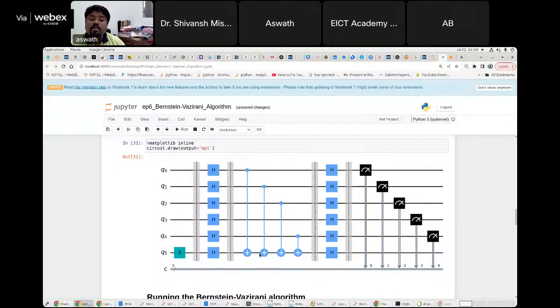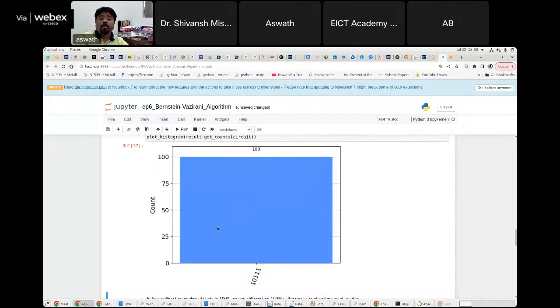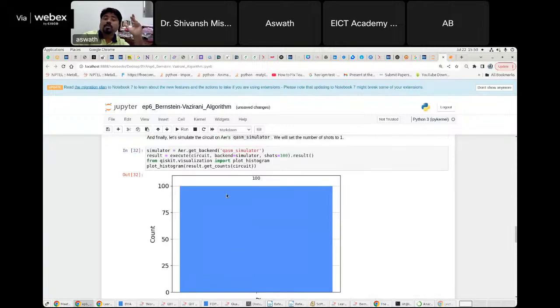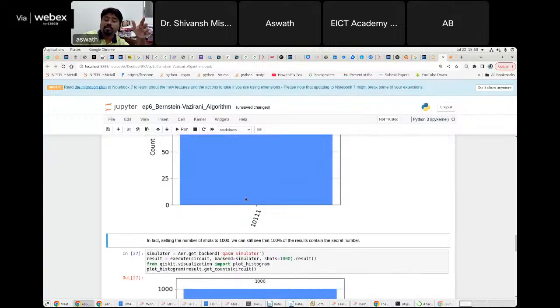In fact, this circuit is not only taking one particular scenario into picture, it is taking all the cases. S can be all zeros, S can be all ones, S can be 00111, S can be 11011. So it runs on all the cases. What is the correct probability, what is the actual scenario? That is going to come with the highest probability, and that is what we are getting as an output. So this is the Bernstein-Vazirani algorithm for you.